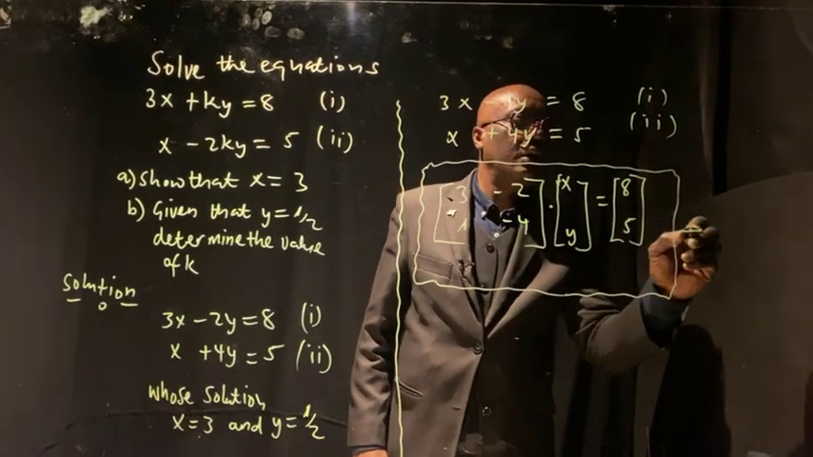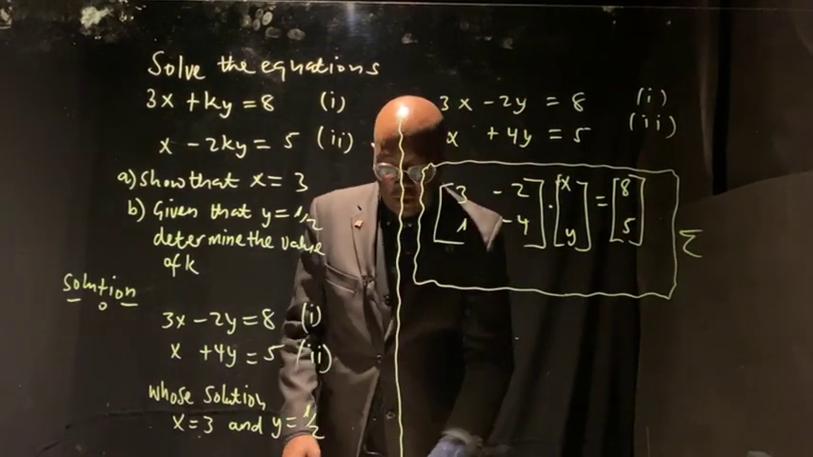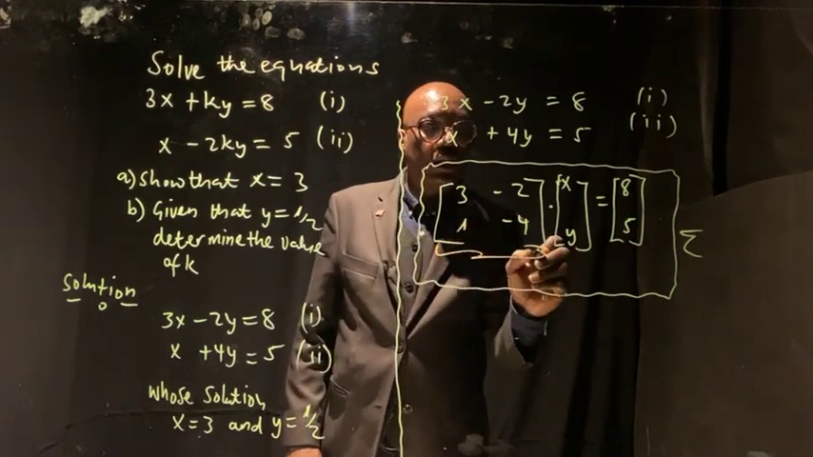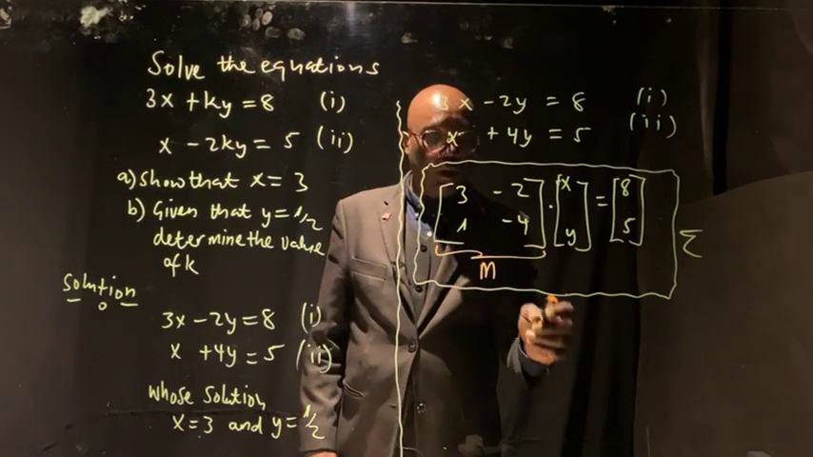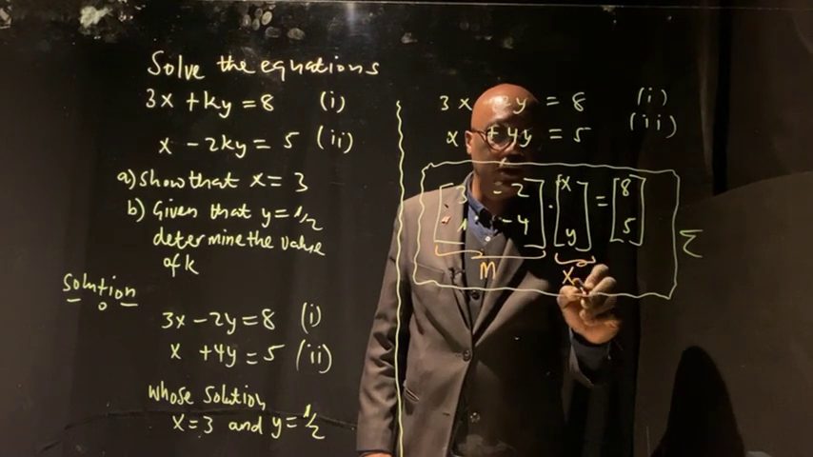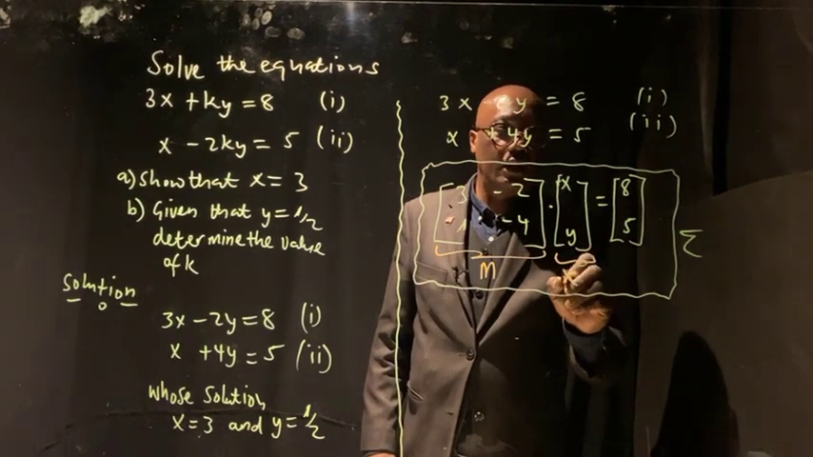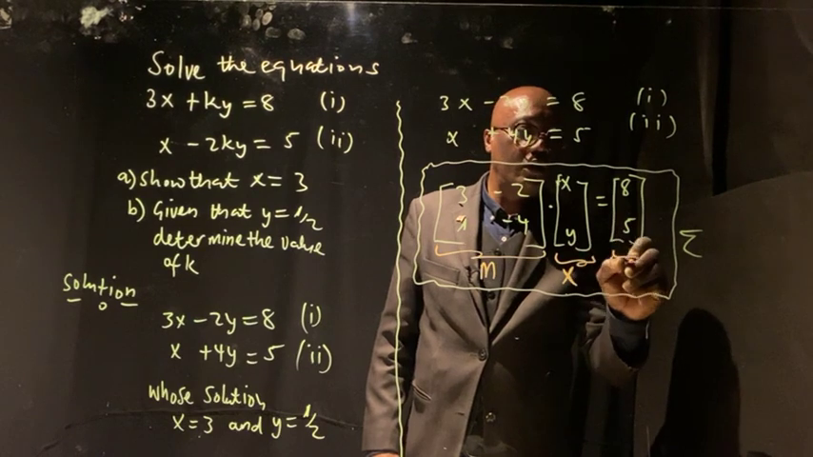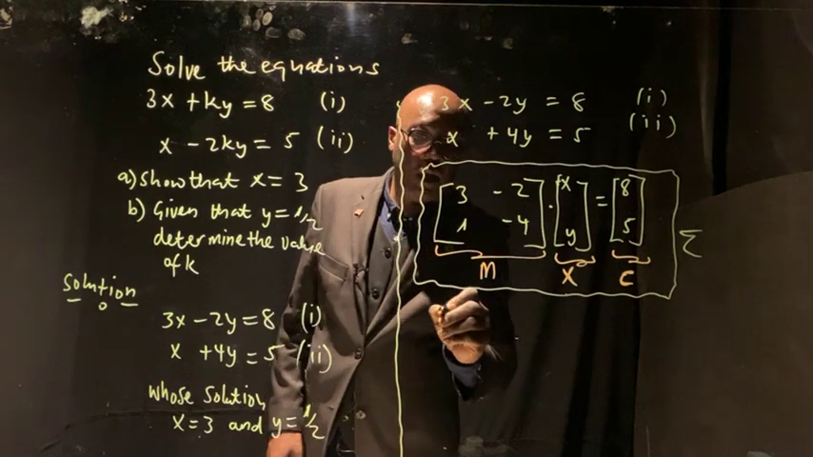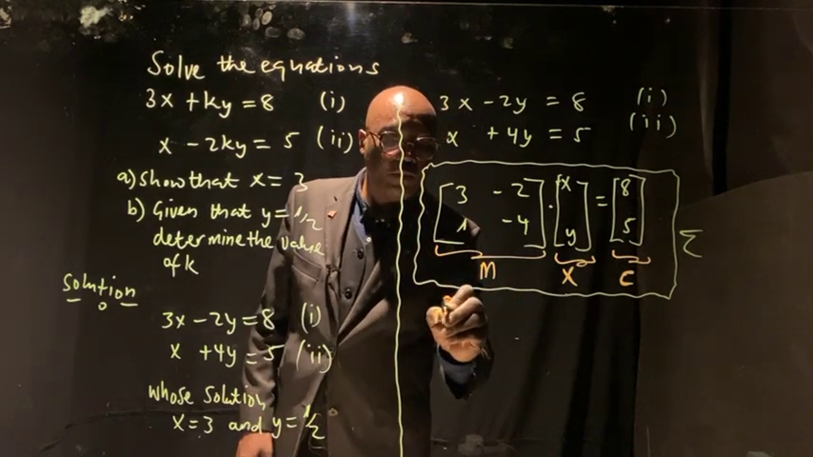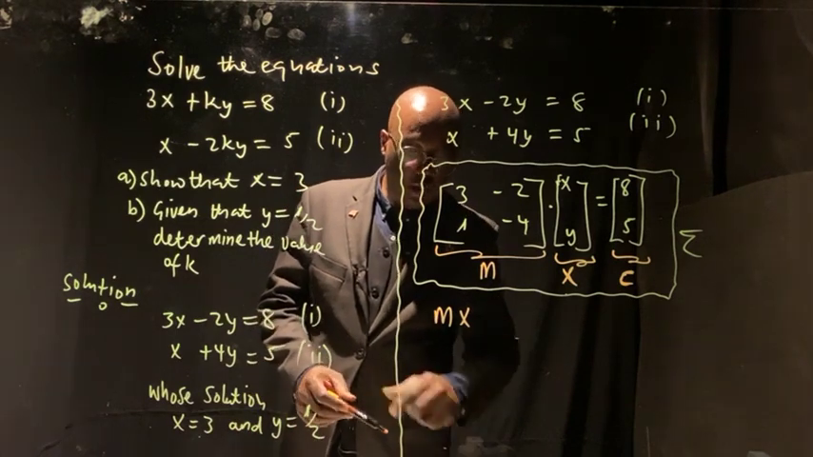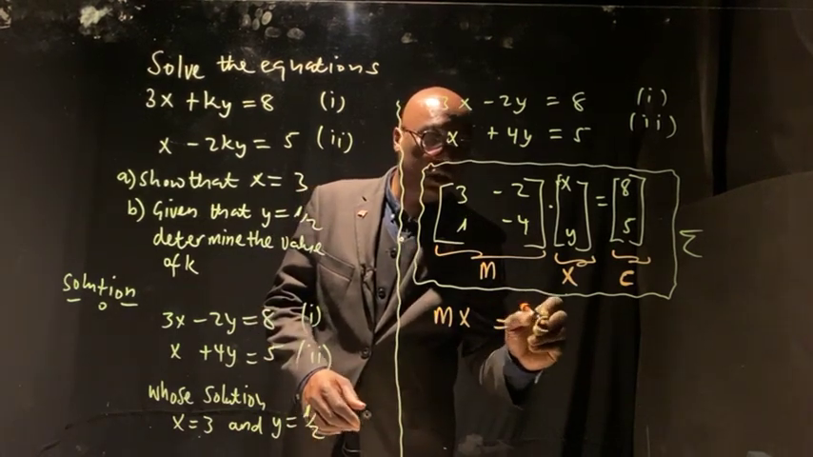sigma. In this equation, this term from here to here, we call it the matrix M. And this term, we call it a big X, very big one. And this term, we call it C. So you can see that we have the matrix form MX equal C.